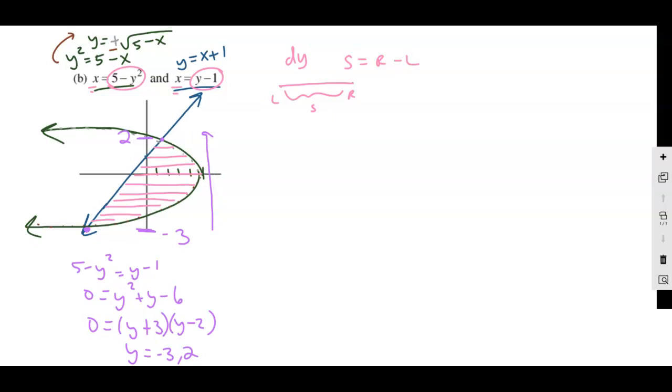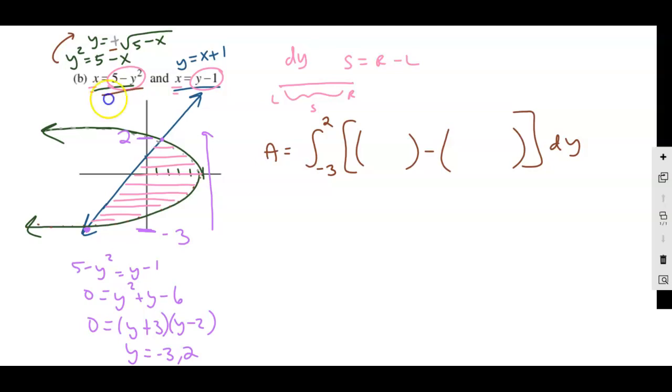All right, here we go. Let's do this one. Our area, we're going to integrate from the bottom to the top. What we integrate, though, is going to be the right minus the left. And this was a dy integration, so that's y equals negative 3. That was y equals 2. And then both of those curves had better be in terms of y. So the green one, that was the one on the right, so that's the one that comes first. 5 minus y squared. And then the blue one, that was the one on the left. So I got it set up. Integration from the bottom to the top of the right minus the left.